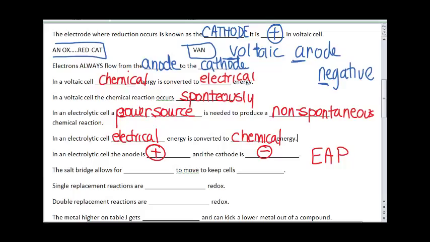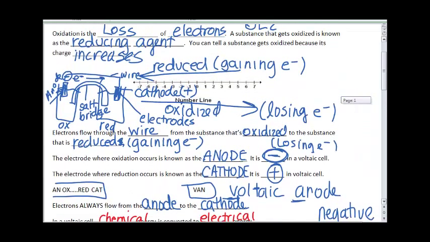So the salt bridge, I said we'd get back to it later. It allows ions to move to keep the cells neutral. Okay? So if we go back up to that picture for just a moment, if we can make sense of that picture. Our negative electrons are moving in the wire, so we would have positive ions moving in the salt bridge in the same way. And we would have negative ions moving in the salt bridge opposite the way electrons are traveling, just to keep the cells neutral. Okay? So the salt bridge allows ions to move, the wire allows electrons to move.